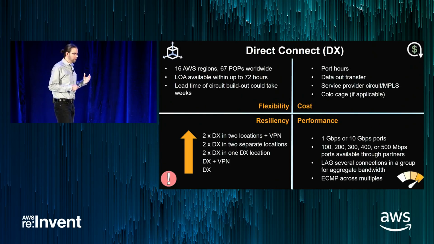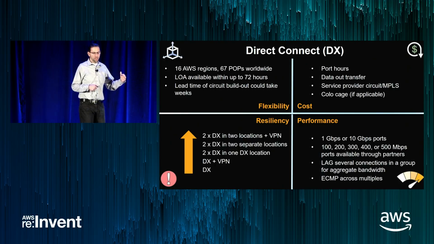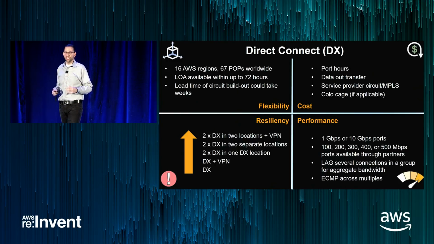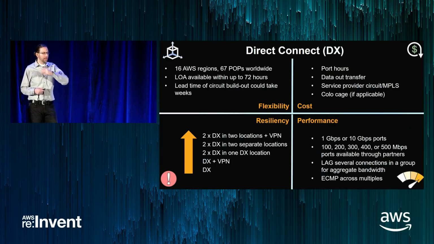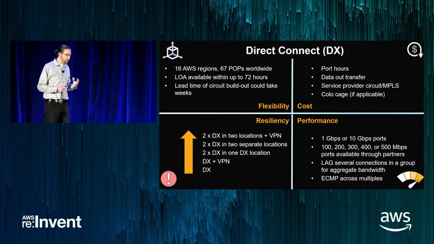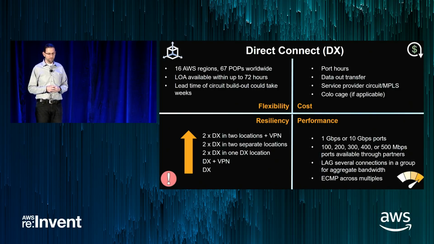So if I review Direct Connect as a whole, this is a service that's offered to every public region through 67 locations around the world. Expect to be able to download your LOA within 72 hours, although it typically takes much less. Building out a circuit, building out a presence in a colo will take longer than that. When you think about resiliency, think about VPN, think about adding a second Direct Connect link. Ultimately, think about a second Direct Connect location.